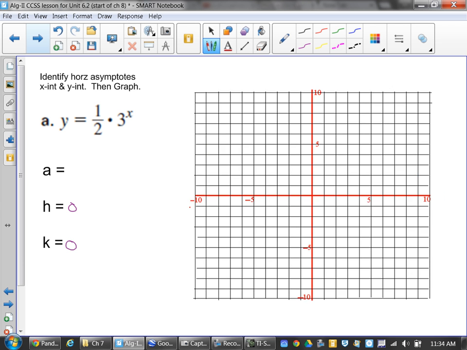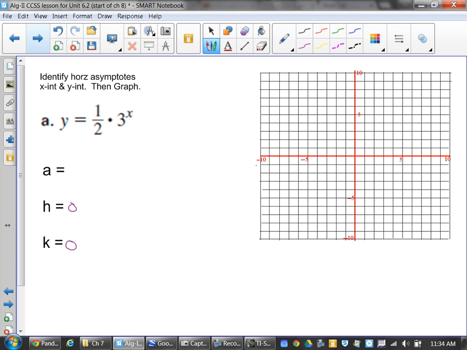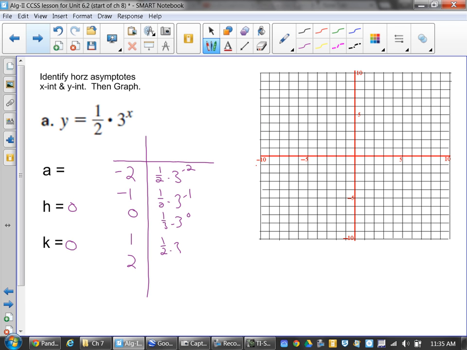Now, just like we did a little while ago when we were working with graphs, these are going to be things where we have calculator, non-calculator. So you have to be able to create tables without using your calculator. We're going to use easy values again: -2, -1, 0, 1, and 2. We substitute into the function: 1/2 times 3 to the -2, 1/2 times 3 to the -1, 1/2 times 3 to the 0, 1/2 times 3 to the 1, and 1/2 times 3 squared.